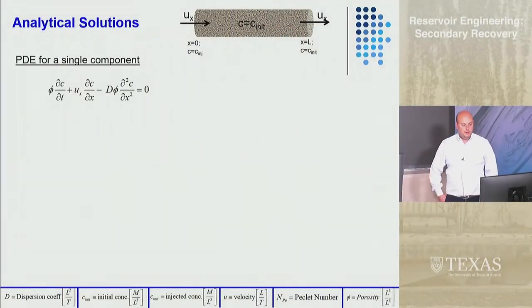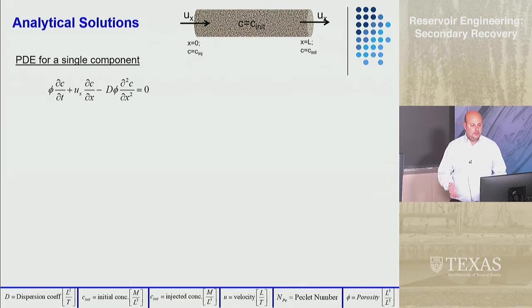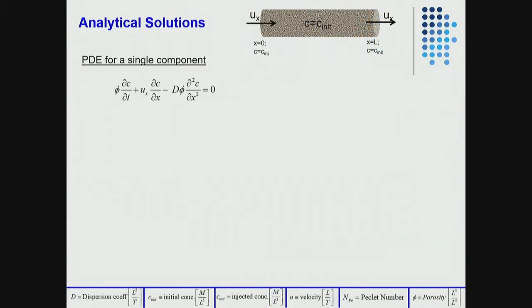Last week we were looking at what we call the advection dispersion equation, which is given here. What this refers to is the transport of a component in a 1D porous medium, and right now we're just talking about single phase flow.